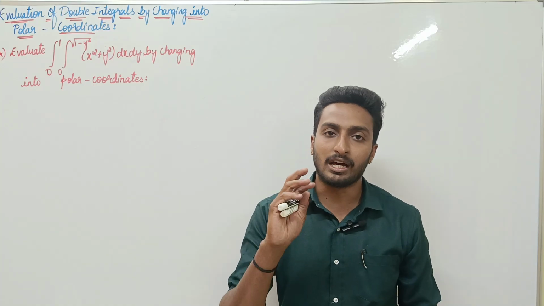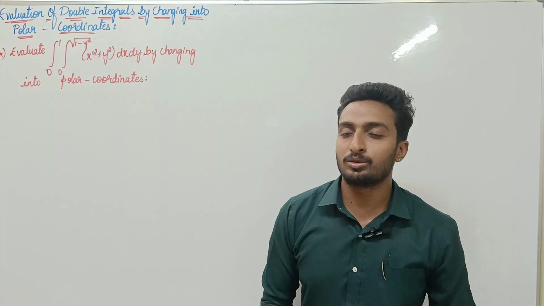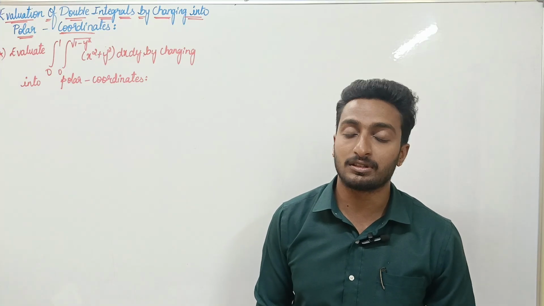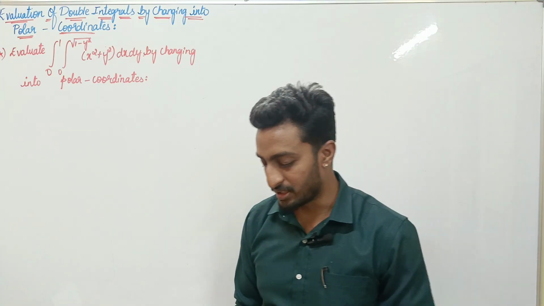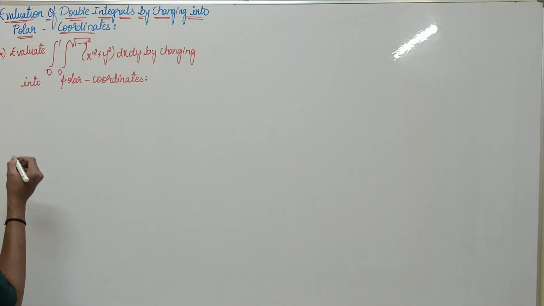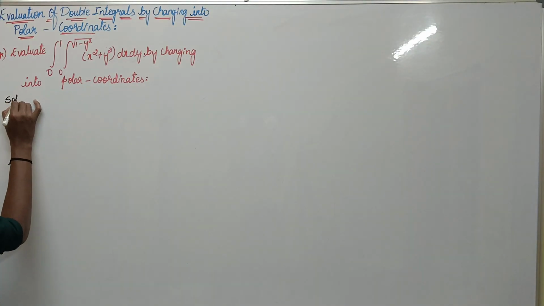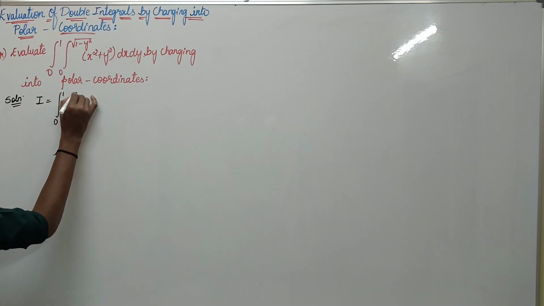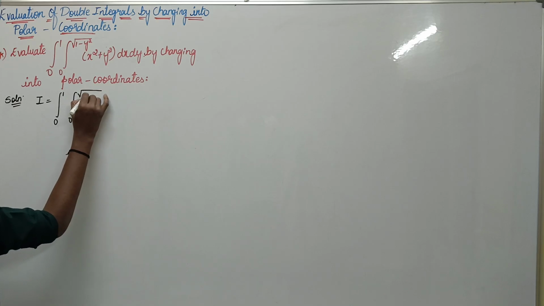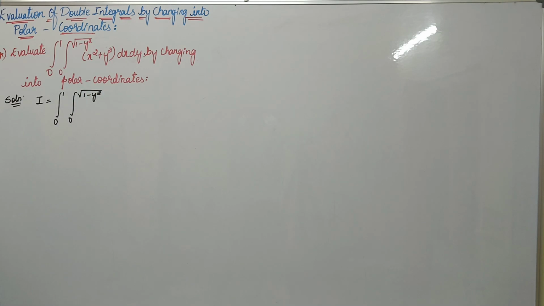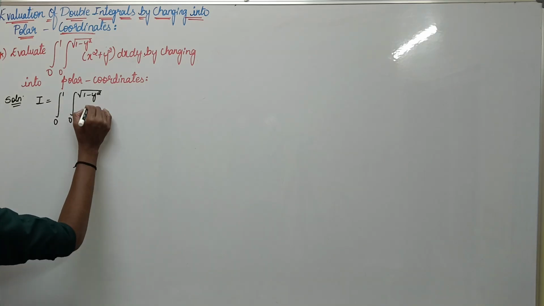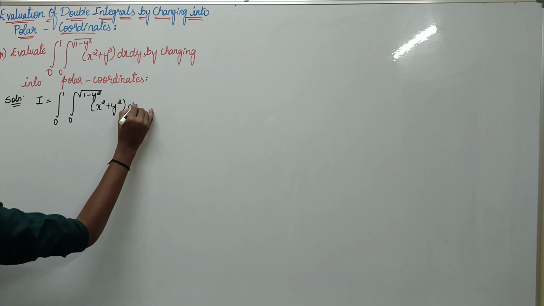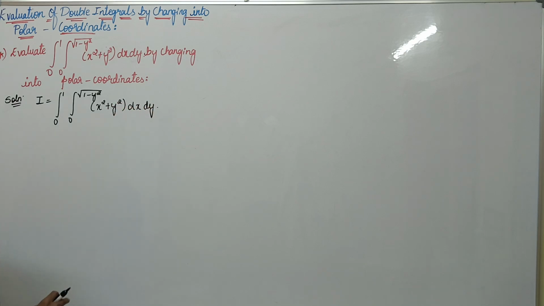Considering Cartesian coordinates, we are going to change it into polar coordinates. How to change and how to represent the given integral, considering the definition? Now let us see. First, represent the given integral, that is I, which is equal to integral 0 to 1, integral 0 to root 1 minus y square, x square plus y square dx dy.